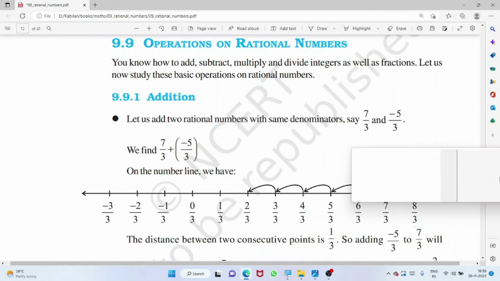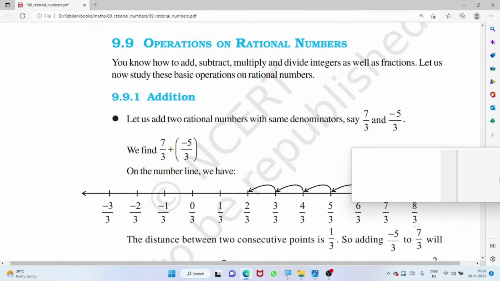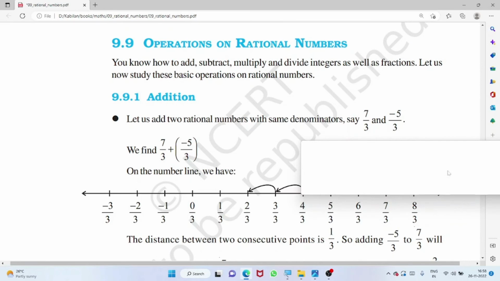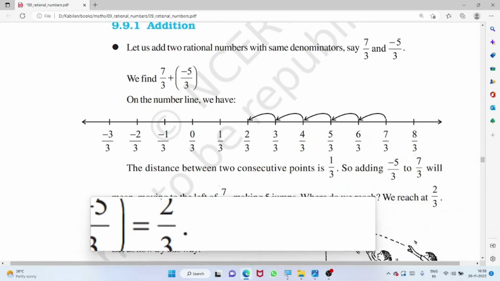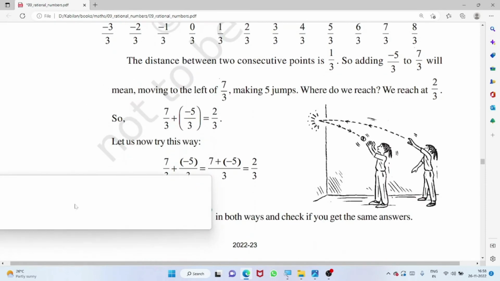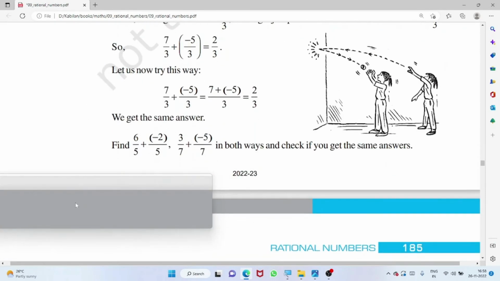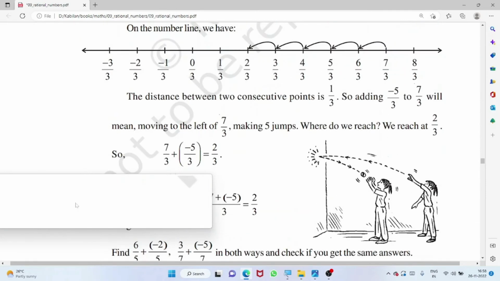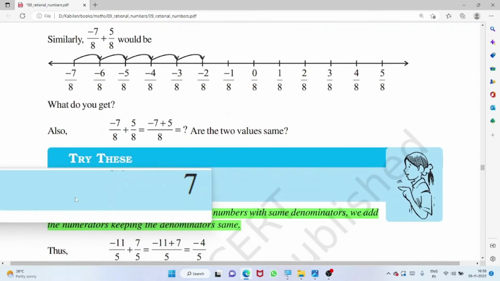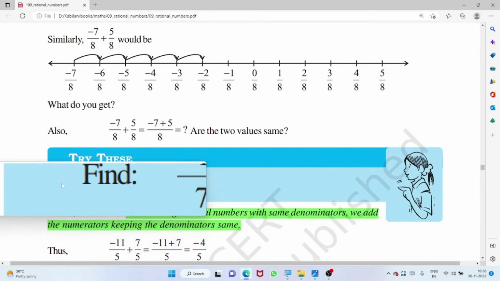Operation on the number line. For addition, you can do this like fraction addition only. There is nothing special here. You can add just like what you have learned in fractional addition. The only thing is we have to represent the result on the number line. How to represent it on the number line, I already told you.